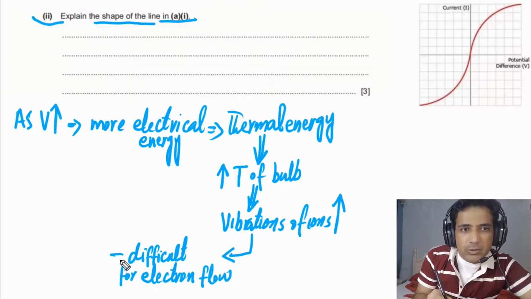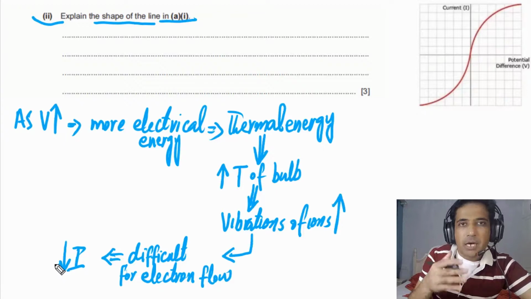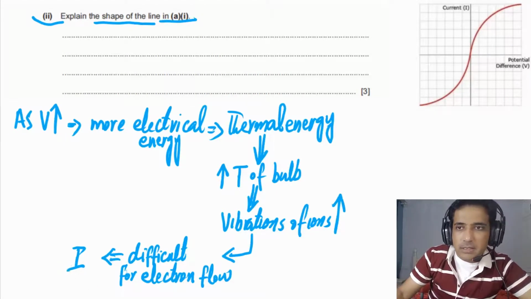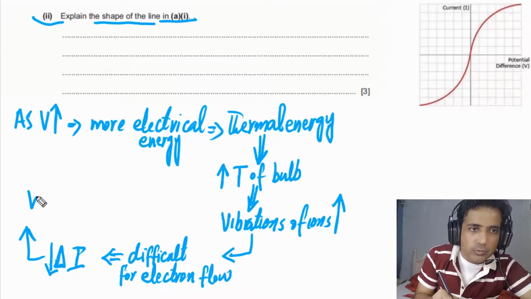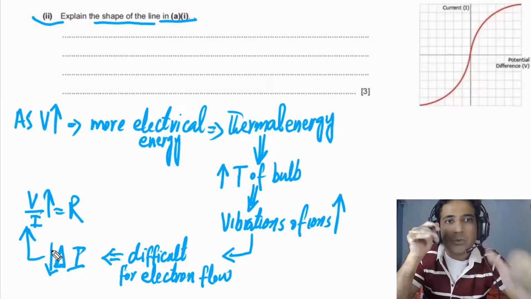As electrons cannot flow easily, it simply means that the rise in current decreases. A better way to say this is, the rise in current with voltage decreases. So we can say delta I, the rise in current with V, decreases. It simply means that the ratio between V and I increases, and this ratio is equal to resistance. And that's all you need to understand to answer this question.